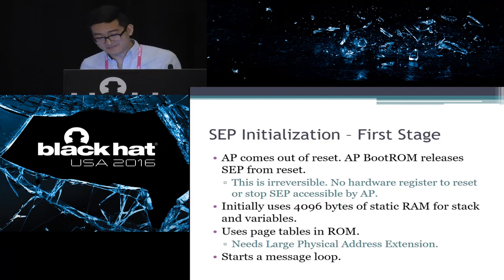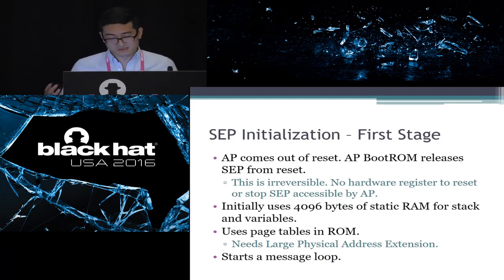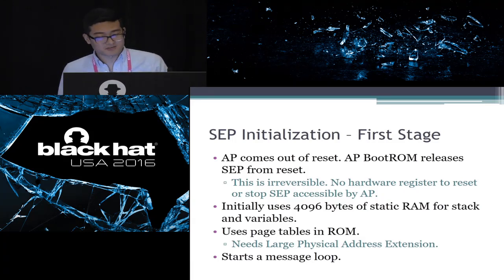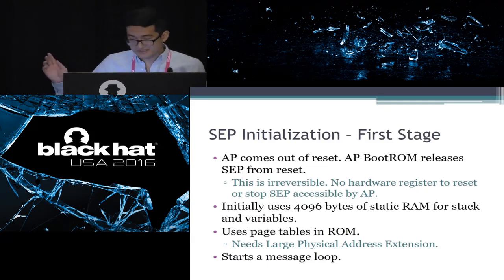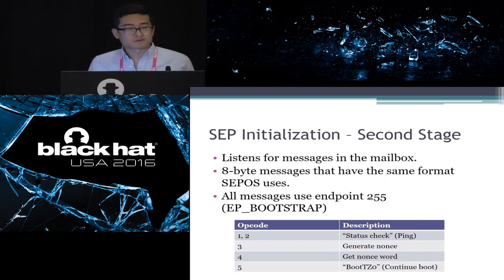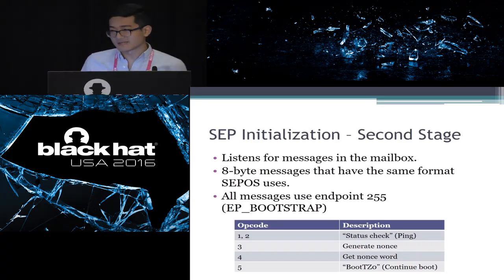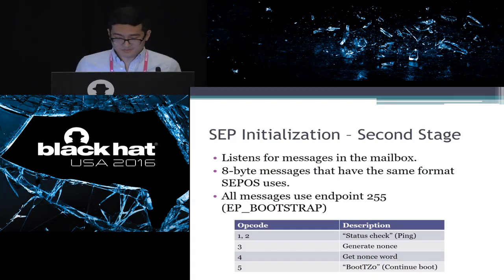And the reason it needs page tables at all is because it uses large physical address extension, because the SEP itself is a 32-bit processor and it must address 64-bit physical address space. After it's set up those two things, it starts a message loop. I'm going to go over the details of how the SEP and AP communicate with each other in future slides, but suffice it to say that in this initial low capability state, it can only generate nonces and get permission from the AP to continue to boot.